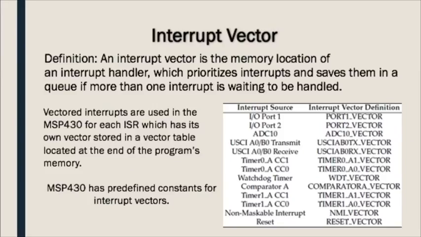Interrupt vectors are basically the memory locations of these ISRs. They prioritize interrupts and save them in a queue if more than one interrupt is waiting to be handled. In the MSP430 or any microcontroller, each ISR has its own vector, and that's stored in what's called the vector table, which is located at the end of the program's memory. As we can see over here, the MSP430 has predefined constants for its interrupt vectors, and these are them.